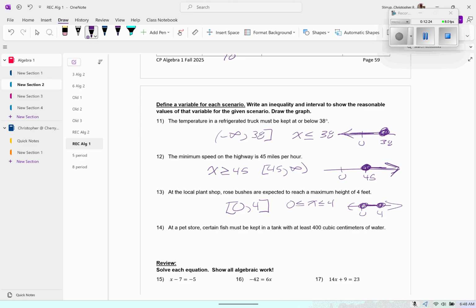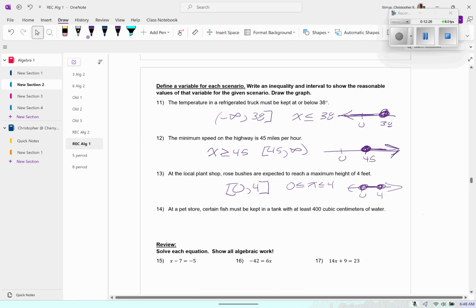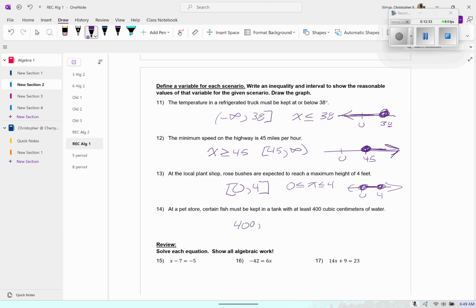At a pet store, certain fish must be kept in a tank with at least 400 cubic centimeters of water. So it has to be at least 400 cubic centimeters of water, but it can be up to an infinite amount. So it's square bracket because of at least there. So this is going to be x is greater than or equal to 400. And so on a number line, if you had 0 here, you had 400 here. This can be a solid dot at the 400 and shade to the right.